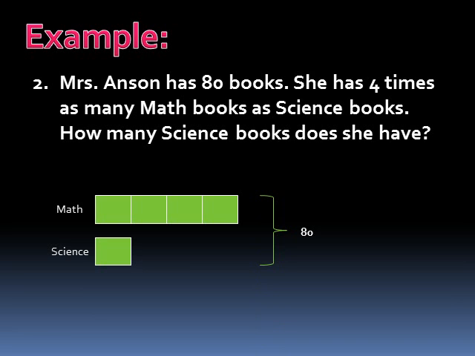Alright, so just look at this example. As you can see, how many boxes do we have? We have 5 boxes, and the total of these 5 boxes is 80. So we'll just write our equation for that. 5 boxes is equal to 80, so therefore 1 box is 16. So that's the number of science books, because science only has 1 box. Now if the question is how many math books does she have, then you'll just multiply 16 by 4. Or you can do 80 minus 16. Either way, you'll get the right answer.